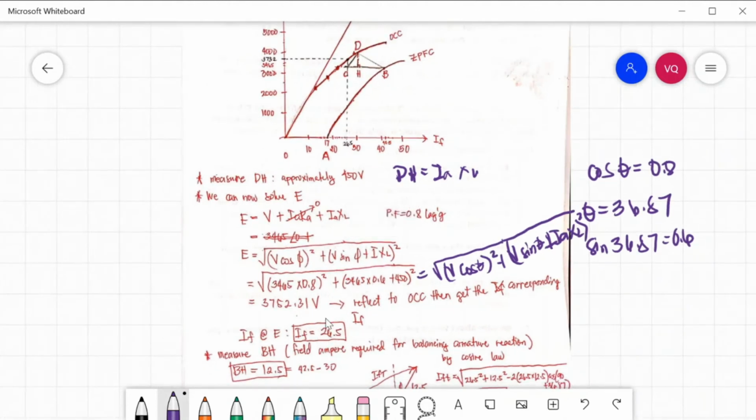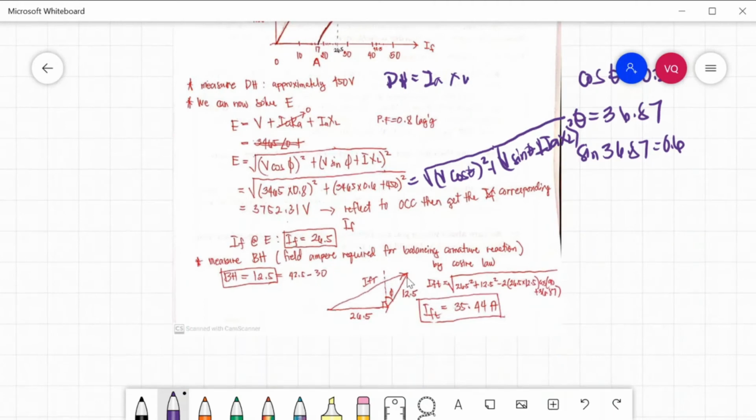After getting the field current at E and the field current BH, you will have your triangle similar to the previous methods. This is our 26.5, and this is the 12.5, at 90 degrees for lagging power factor. This angle is our power factor. To get the total field current, we add these vectorially. Using cosine law, IFT is equal to square root of 26.5 squared plus 12.5 squared minus 2 times 26.5 times 12.5 times cosine of the total angle, 90 plus 36.87. So IFT will be equal to 35.44 amperes.